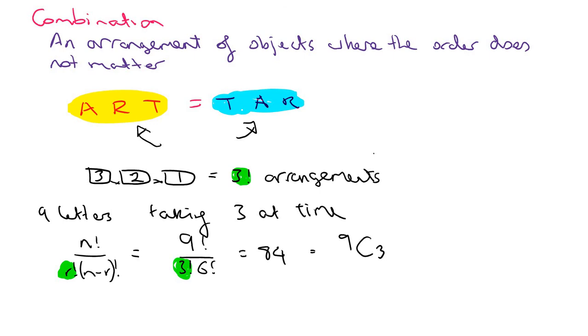Another way of doing that on the calculator is simply to press 9, then press Shift Divide, which is the nCr button, and press 3. So it's 9 objects taking 3 at a time. That gives us a number of 84. So there's 84 arrangements where the order doesn't matter. There's 504 arrangements where the order does matter.